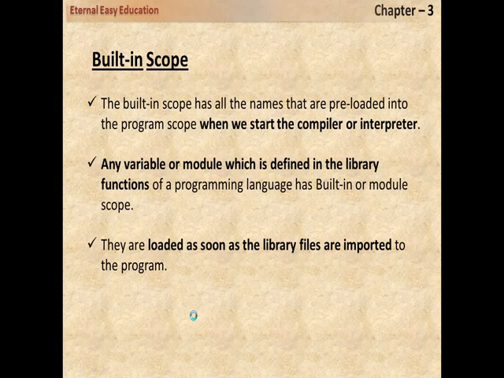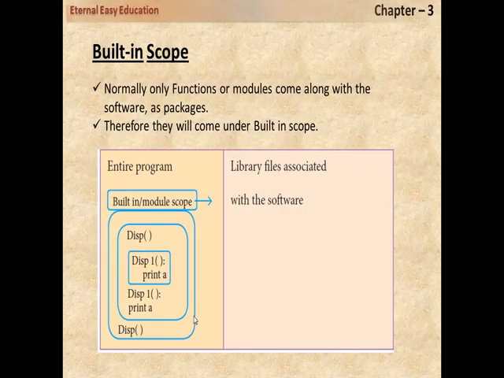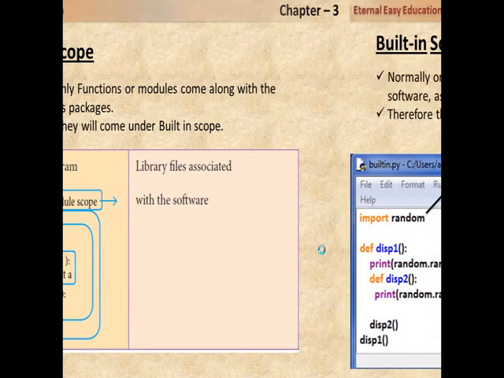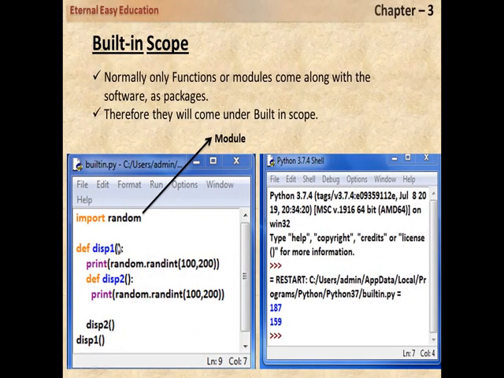So what is the use of built-in scope? There is a need to have modules or functions which are compiled and stored separately, and that functions are used in all the programs. I can use, but wherever it is necessary, the library functions are used. That type of functions and modules which are stored separately and are used in all the applications are said to be built-in scope. Let's see the example.